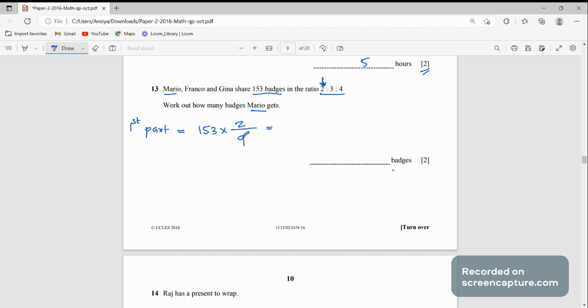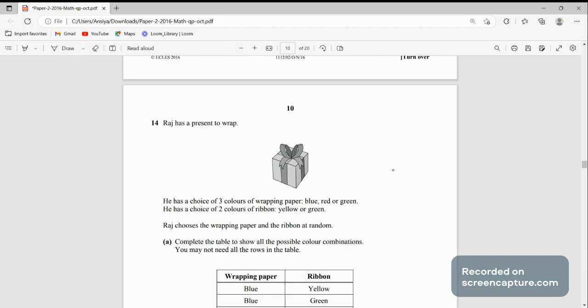So you can use a calculator, or 1 nines are 9, 1 nines are 9, then 63, 17. 17 multiplied by 2, 34. So 34 badges is his part. Like this we can find out the second part and third part, but that is not asked in the question. I will show you how to find out Franco's part. Total is 153 and total ratio is 9. Out of that Franco's portion is 3. Like that we can solve it. Okay. So this is from the topic ratio.